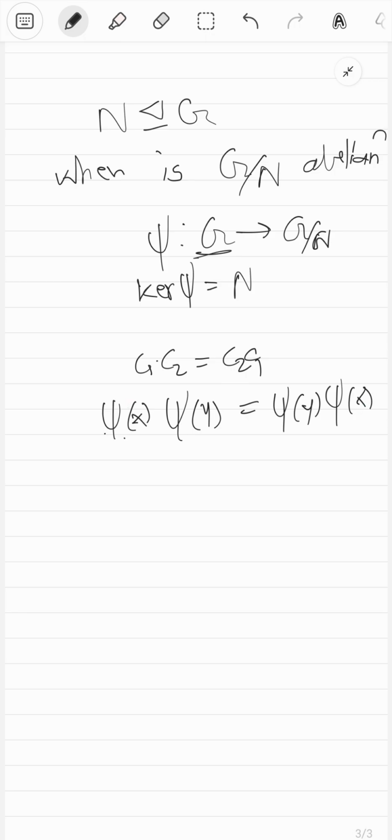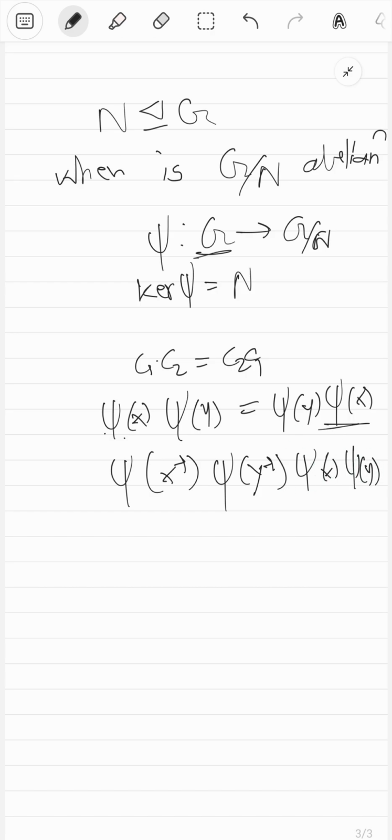But then since phi is a homomorphism, essentially what we're writing is that you multiply by phi of x inverse on both sides, right? And then phi of y inverse. So you first multiply by phi of y inverse from the left on both sides, and then phi of x inverse, right? And then phi of x, phi of y, psi of y. It's not phi, sorry, it's psi, right? That's equal to the identity in G by N, which I'm just going to write E for now.